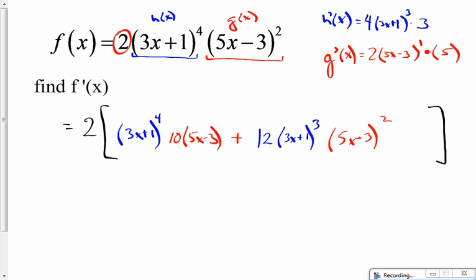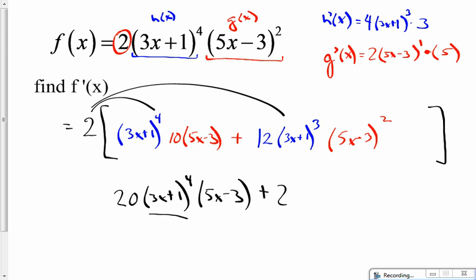Do you want to simplify? I mean, if you wanted to, you could. You could write this first part as 20 times 3x plus 1 to the fourth times 5x minus 3. I wouldn't spend time trying to find out what 3x plus 1 to the fourth is. You could write this as plus, so I'm distributing the 2, 24, 3x plus 1 cubed, 5x minus 3 squared. Could you factor out what's common? Sure, you've got a 5x minus 3 in both, you've got a 3x plus 1 in both, you've got a factor of 4 in both. If you want to, you can. It's not worth our time at this point.